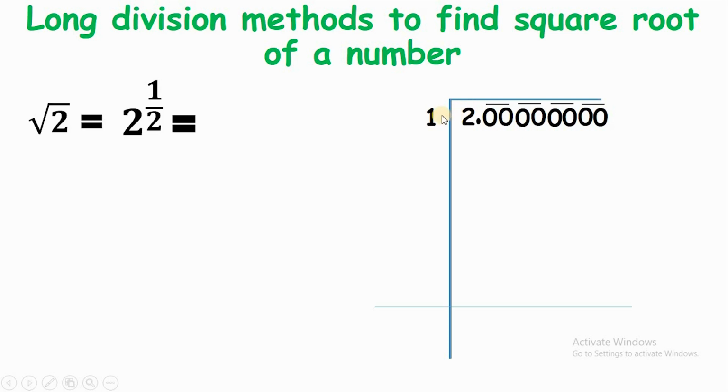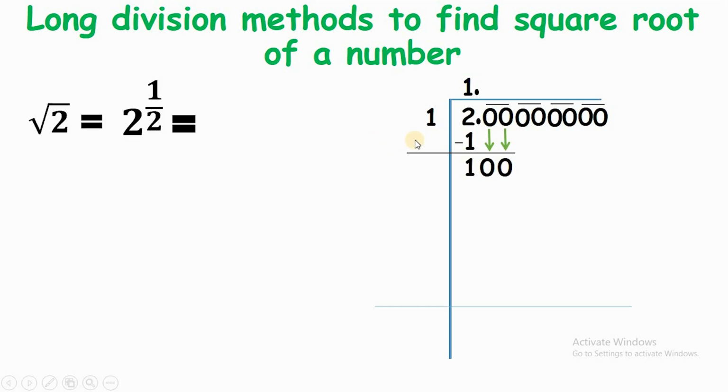And now here you have to find a number which, when multiplied with itself, should give either 2 or less than 2, not more than 2. So we'll see that 1 into 1 is 1 and 2 twos are 4. So 4 is more than 2. Therefore we'll take 1. So 1 into 1 is 1. You subtract it, you'll get remainder 1. Move the point upward over here, and then we have already made the group, so we'll take 2 zeros down.